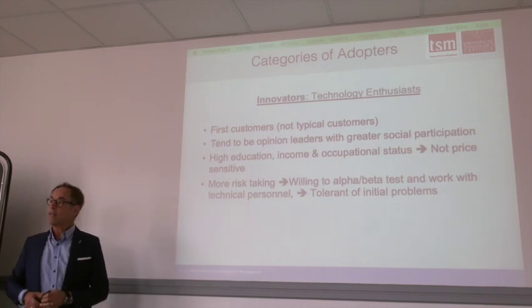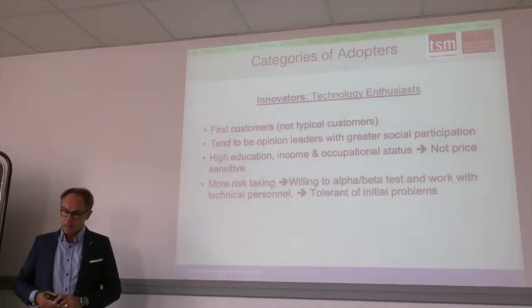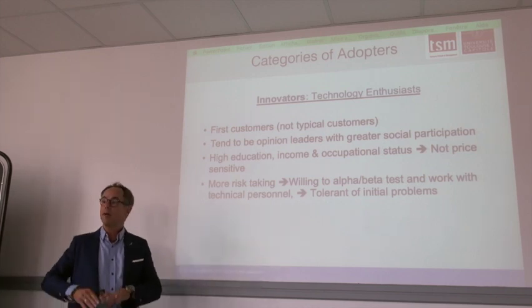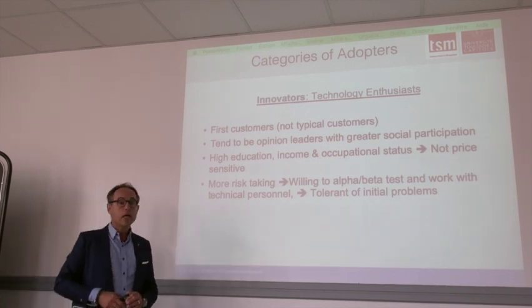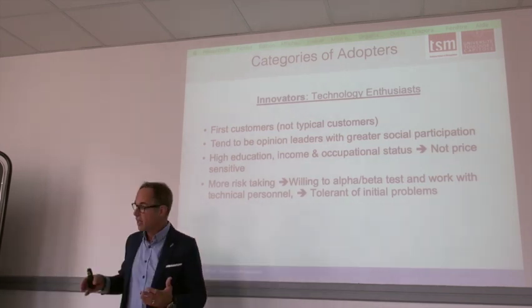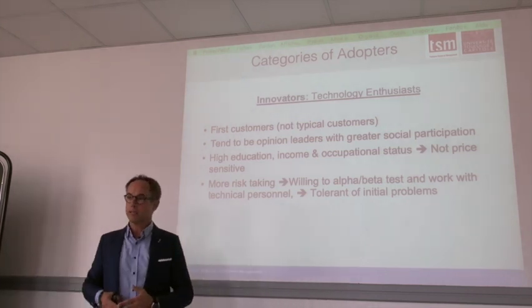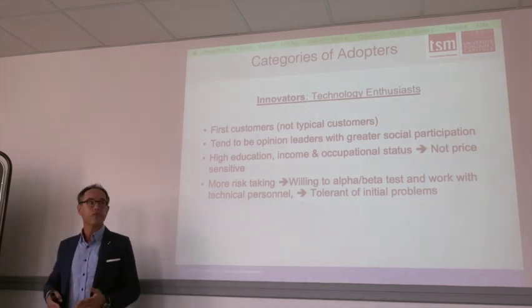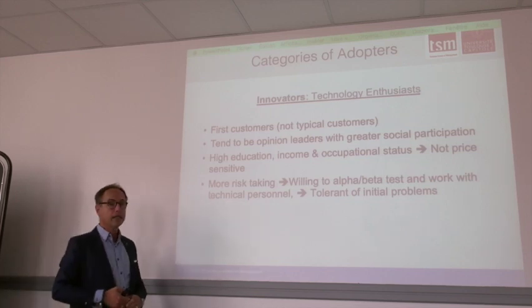Who are the innovators? Let's have a closer look at the different target groups. The innovators are the first customers. They are not typical customers. They tend to be opinion leaders with great social participation, so they are really involved in social influence. They are generally highly educated, so have high income, so they're able to buy a new product, an innovation, because innovations are generally very expensive at first. They're able to buy because they're not price sensitive. And they're more risk-taking.